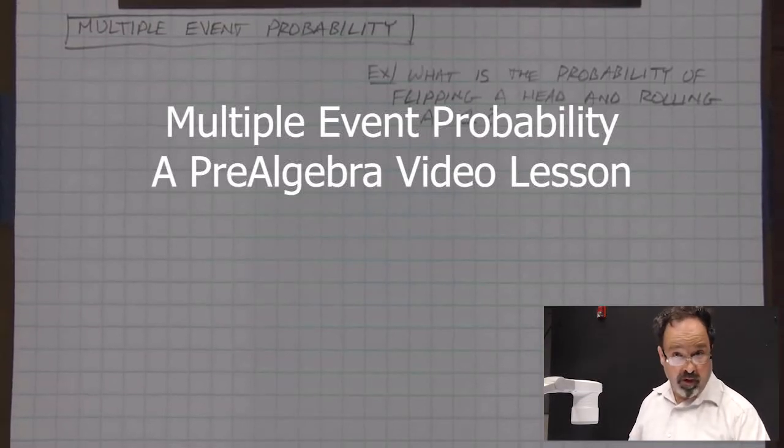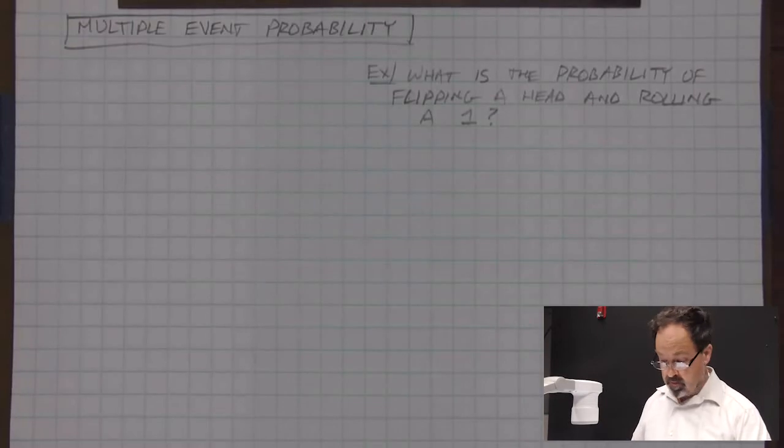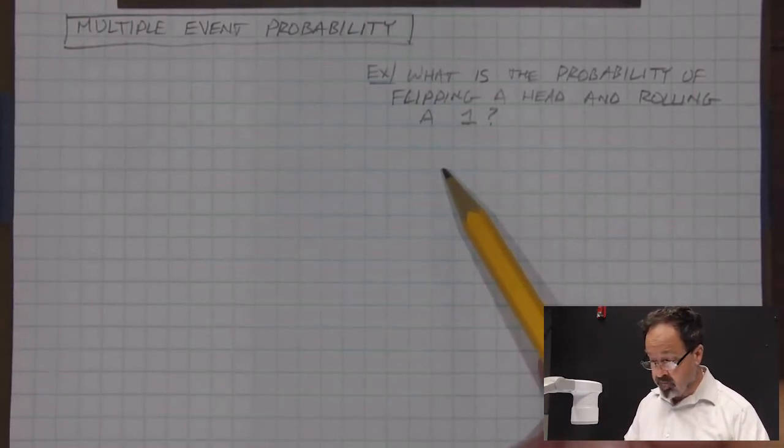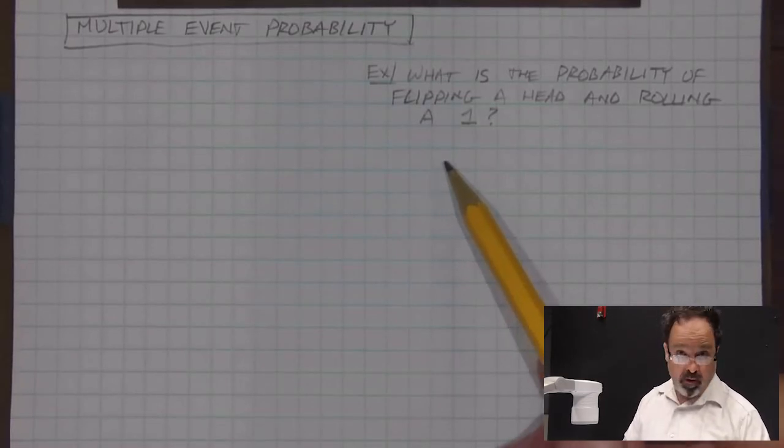VLSos here. This is a pre-algebra video lesson, multiple event probability. I have an example problem here to consider. What is the probability of flipping a head and rolling a 1?